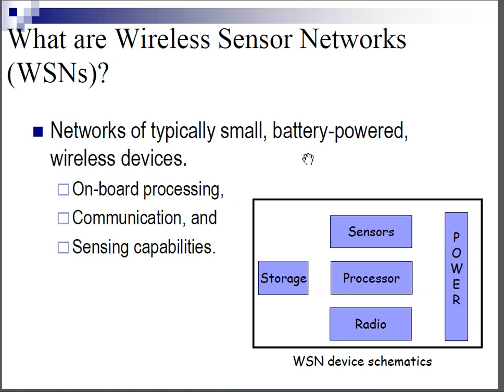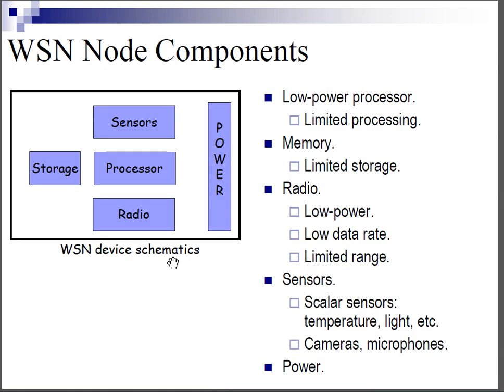So let's look at the device schematics of the WSN. The networks are typically small, battery-powered, and the devices are wireless devices. So we have onboard processing, communication, and sensing capabilities. That gives us the wireless sensor network. So let's look at the components.